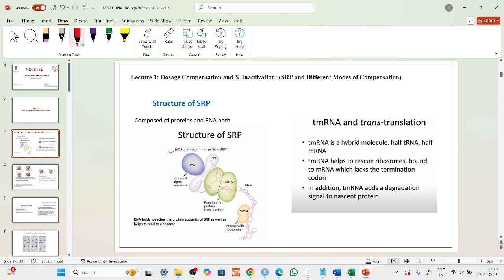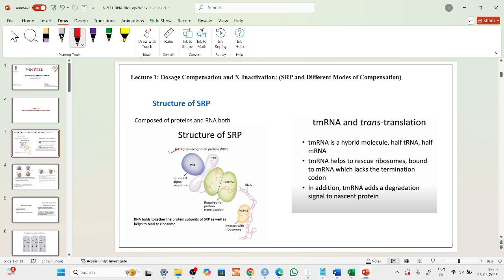This is your RNA. This whole area that you can see, this all is your RNA. And RNA holds together the protein subunits of SRP as well as it helps them to bind to the ribosome. You can see what they are saying, that it holds the protein subunits of SRP. So basically RNA is holding the protein subunits of SRP, and it also interacts with the ribosome. So both the functions are performed by the RNA.